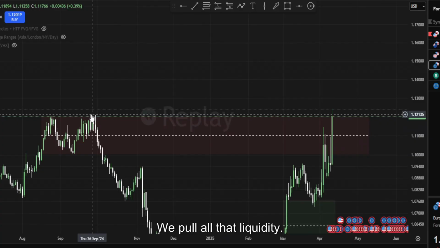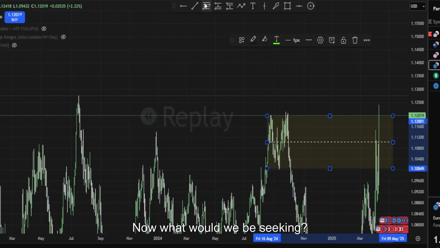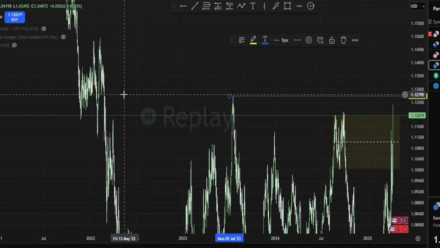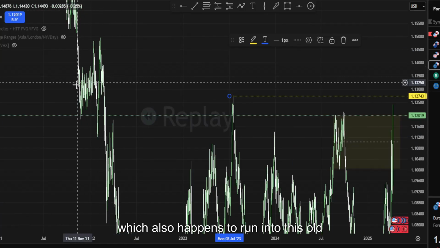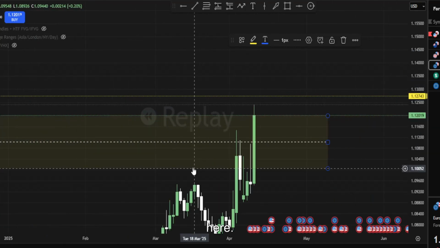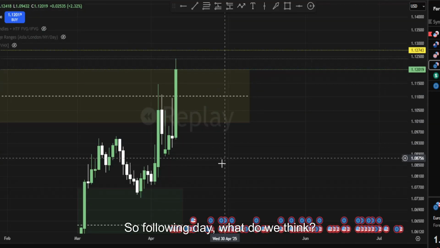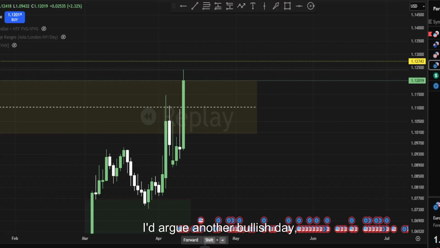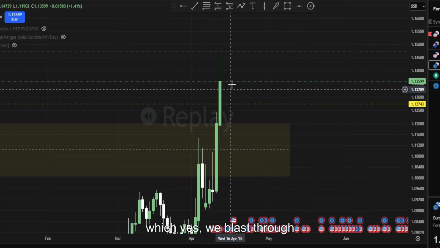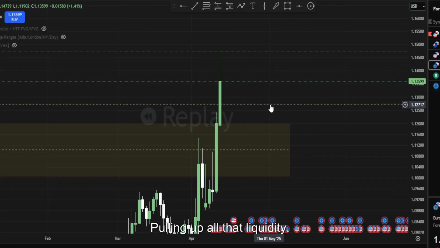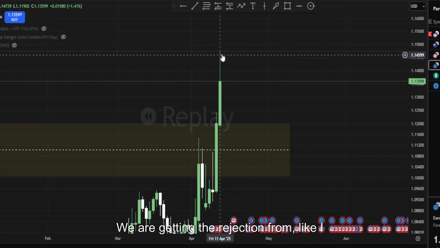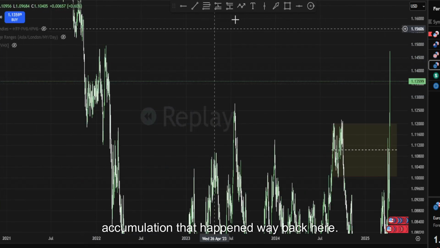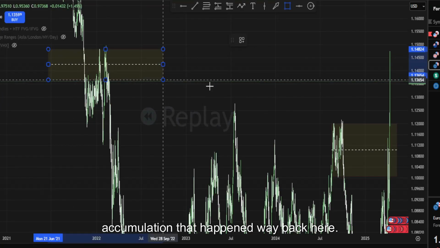We pull all that liquidity. Now what would we be seeking? Now the market wants this, which also happens to run into this old accumulation here. So following day, what do we think? I'd argue another bullish day, which, yes, we blast through, pulling up all that liquidity. We are getting the rejection from, like I said, this old accumulation that happened way back here.